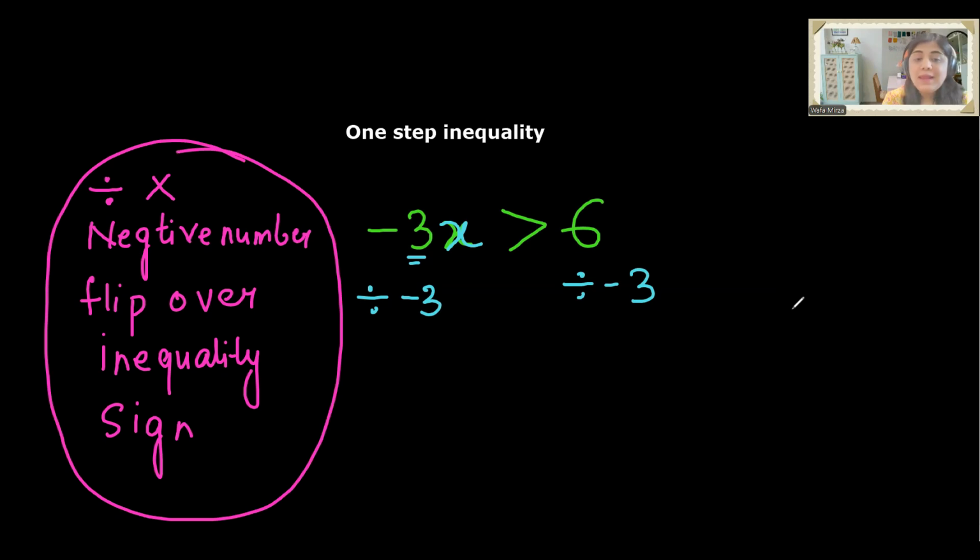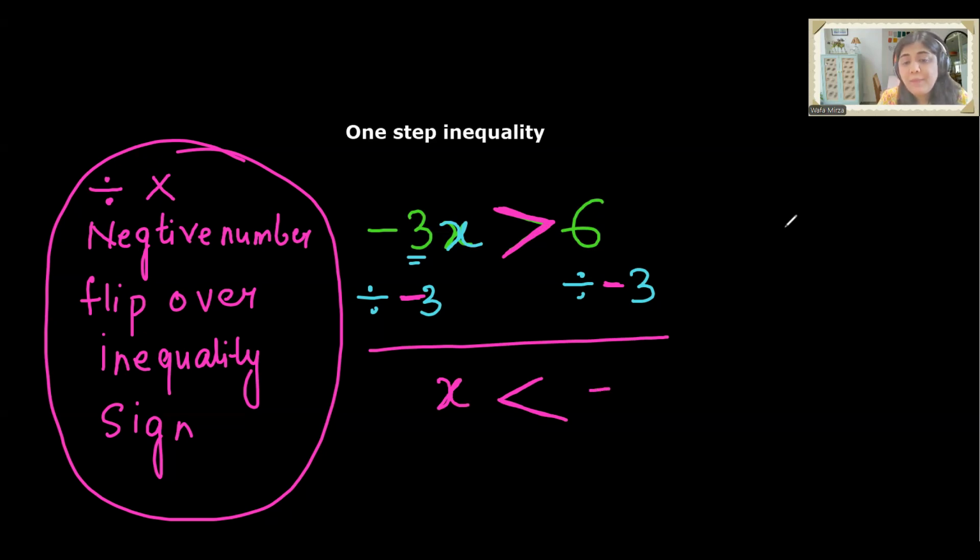But while solving an inequality, whenever you are dividing or multiplying with a negative number, you have to flip over the inequality sign. Like here, I am dividing with a negative number, so I have to flip this inequality sign. This greater than sign will change to a less than sign. Minus 3 divided by minus 3 will be 1. 1 multiplied by x will be x. 6 divided by minus 3 will be minus 2. 6 divided by 3 is 2 and the minus sign will come as it is.